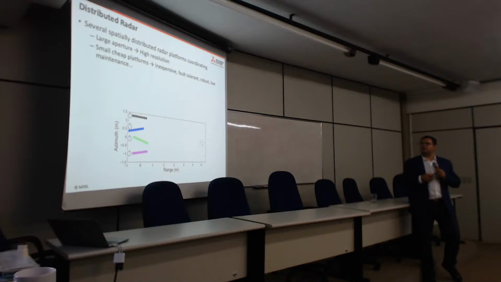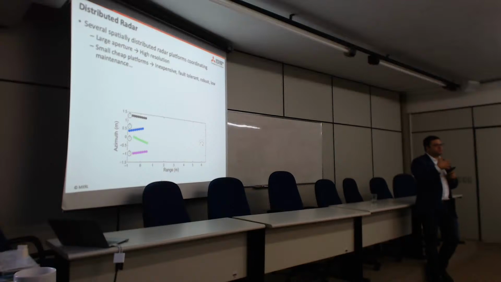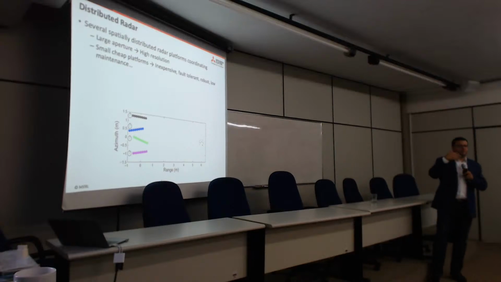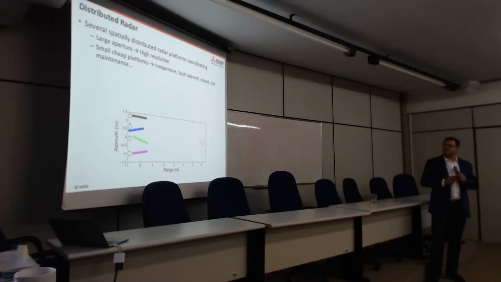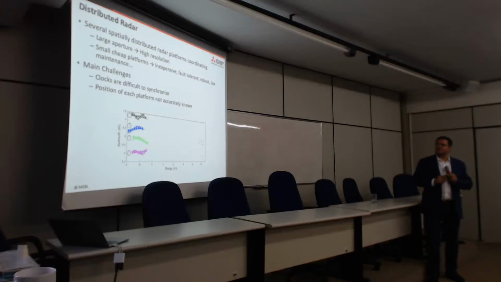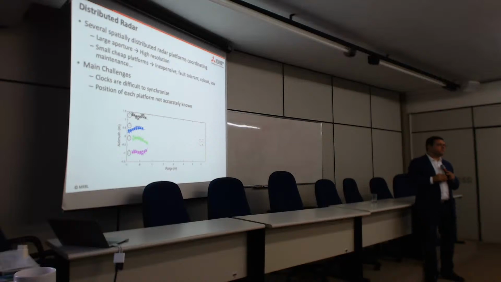Just spread them around. And so you get a very large size of the array, so you have very high resolution. And you have very small and cheap platforms, which are easy to maintain. And if one fails, you have the other one. So it's much more robust and fault tolerant and inexpensive and low maintenance. These are the benefits. But there's always a but. When you're sampling at those rates, you need very high clock precision. So clocks are difficult to synchronize.